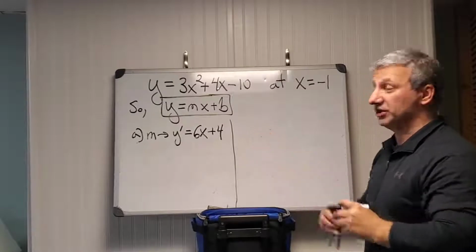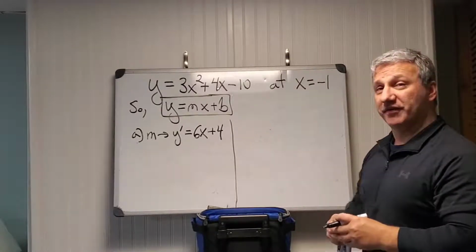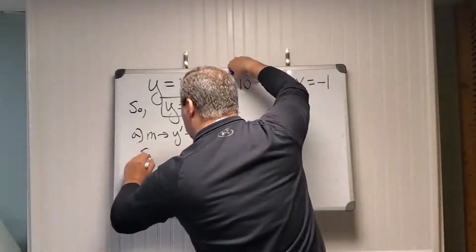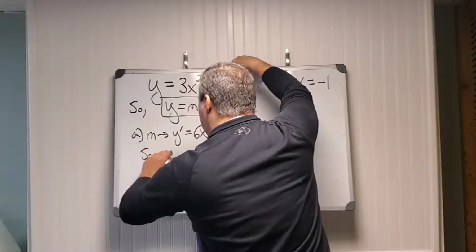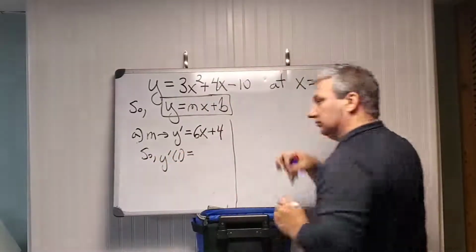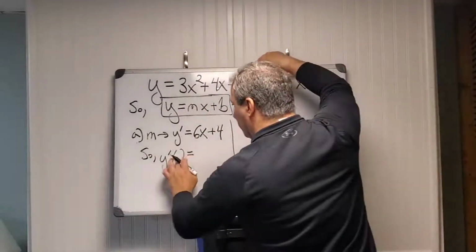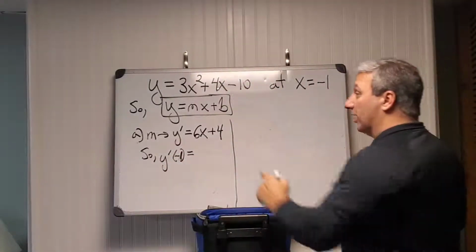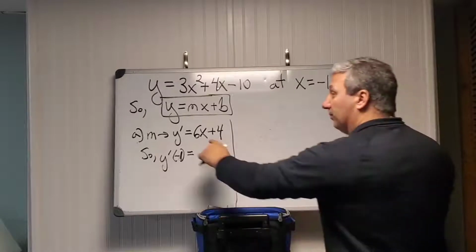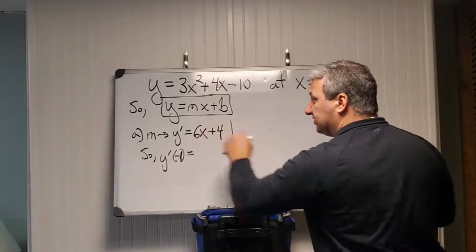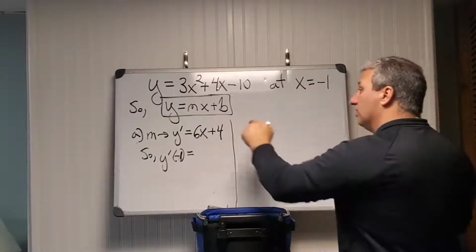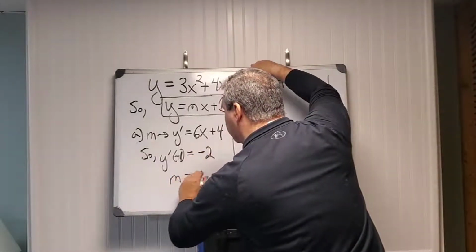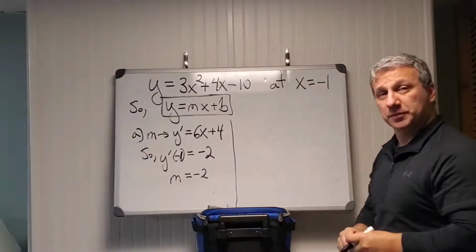It's our derivative function. Well, I want a specific derivative. I want a specific slope. That's at the value of -1. So when I evaluate the derivative at -1, that's the point, it's -1. When I plug it in, careful with your math, guys, plug in -1: 6 times -1 is -6, plus 4 is -2. So this is the slope I am currently looking for, -2.